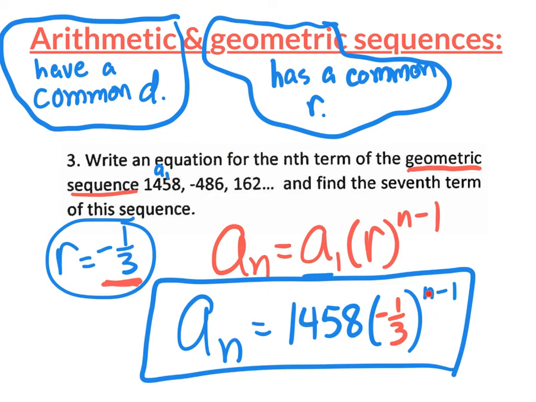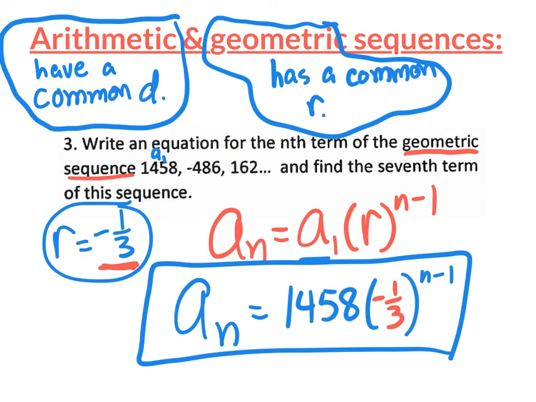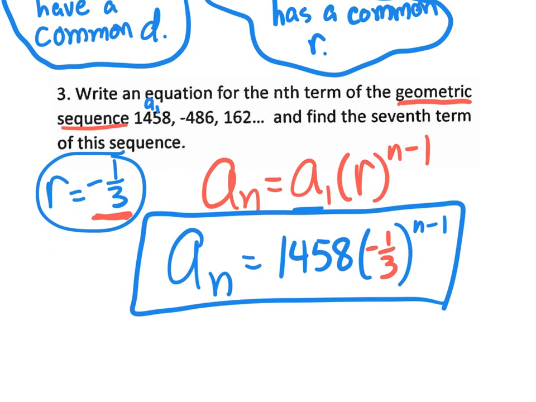So if you wanted the first number, plug in a 1, it'll give you the first number. If you wanted the second number, plug in a 2 right there. If you want the third term, plug in a 3 right there. It'll be 3 minus 1, which is 2. Work out that math, and it'll give you the third number. Now they are asking for the 7th number of this sequence. So you put 7 in there, okay? So let's do that right now. Let's plug in a 7, and you're going to have 1458 times negative 1/3 to the 7 minus 1 power.